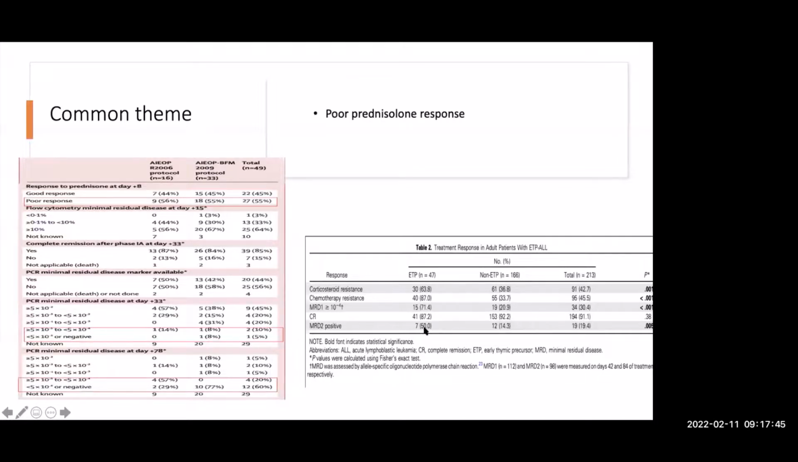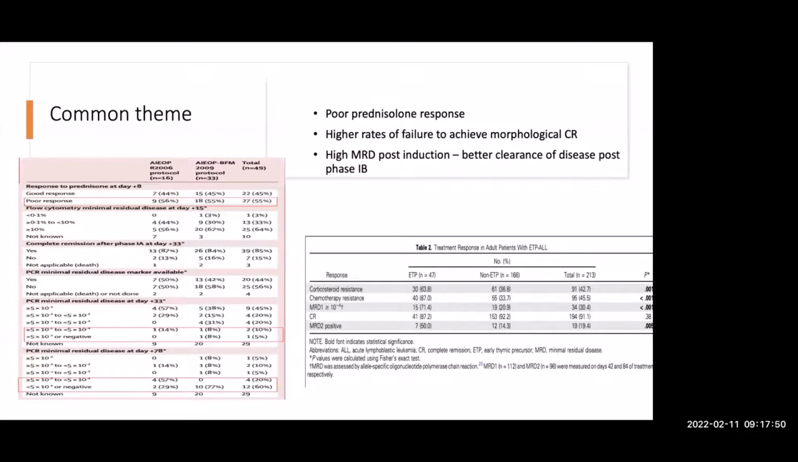So what this study suggests is that early T cell precursor T-ALL has poor prednisolone response, high rates of failure to achieve morphological complete remission, and high MRD positivity post induction. However, they had a better clearance of disease after phase 2 of induction.